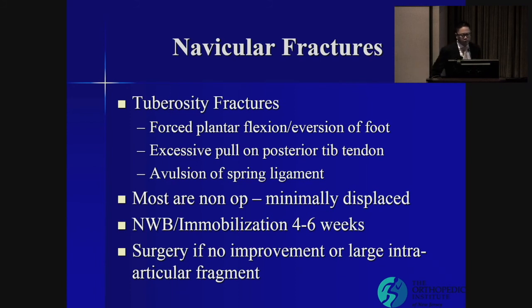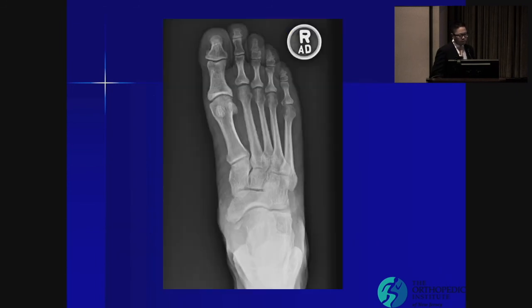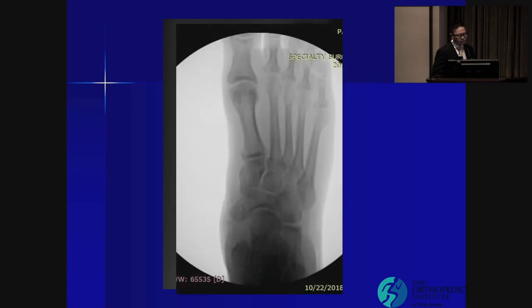Tuberosity fractures, these sometimes get confused with accessory navicular. The bottom line for these is that most are non-op if they're minimally displaced. When you think about surgical fixation for these, if they're big fragments, you could put a screw through it, 3.5 or 2.7 screws with a washer. Or in this case, you could treat it like an accessory navicular where you excise the piece, and you advance the posterior tibial tendon, or the piece of it that attaches to that piece, into the navicular with suture anchors.